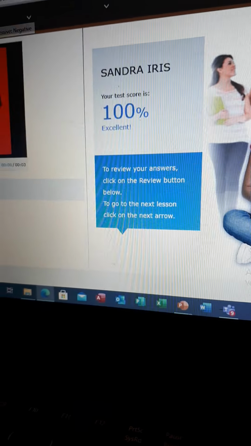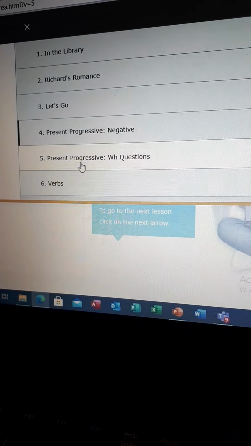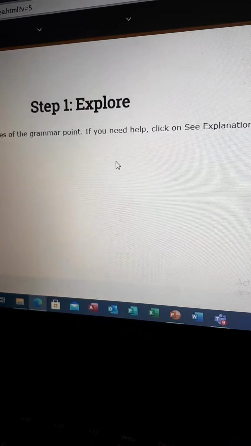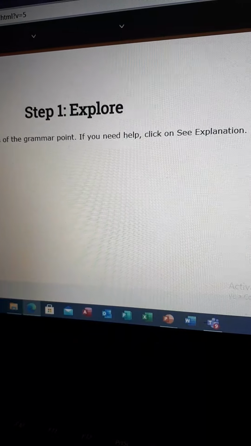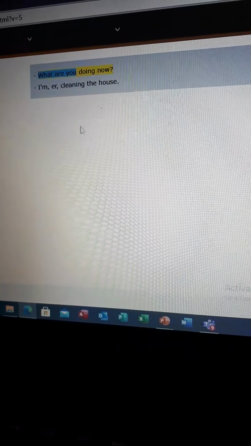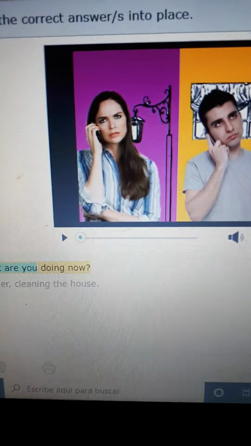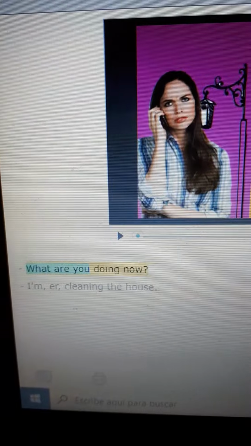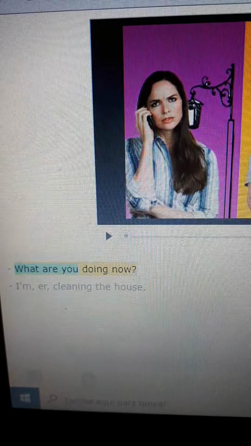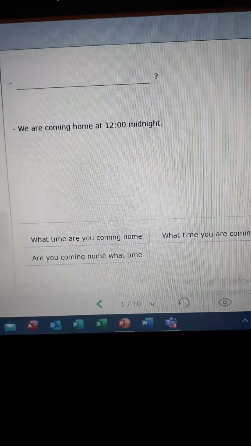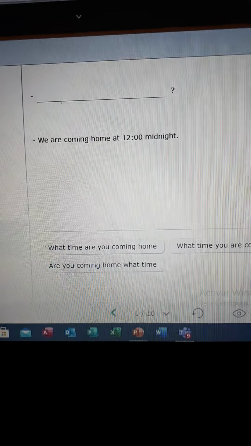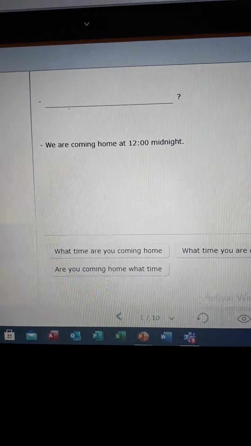Now on lesson 5, we are going to work with questions. Remember that as we have positive, we have negative, and we have questions, okay? In this case, we have: What are you doing now? I'm cleaning the house, okay? So we're going to work with questions, okay? According to the answer is the question that we need to select.